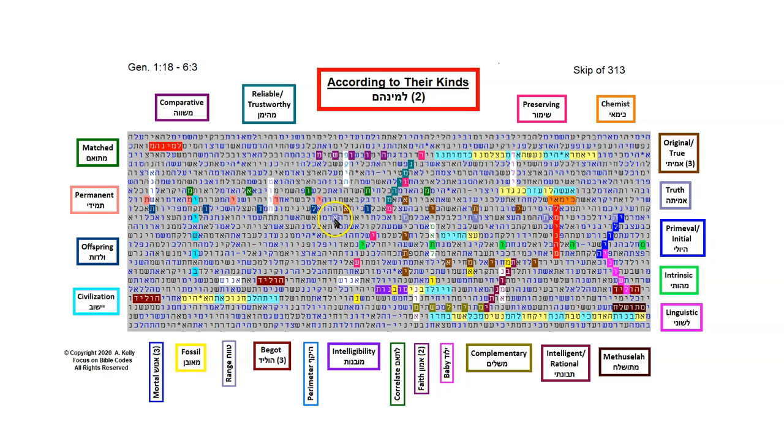Truth is here in this mauve color, going to the right at a skip of 13. Reliable or trustworthy, it can also mean believable or credible, is in this teal lettering going up diagonal.